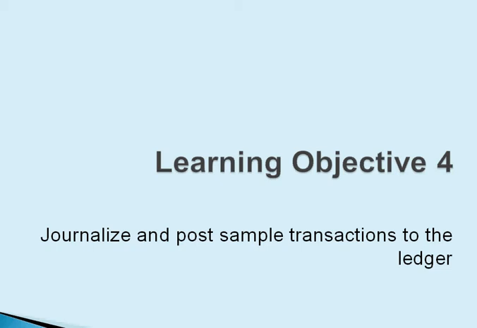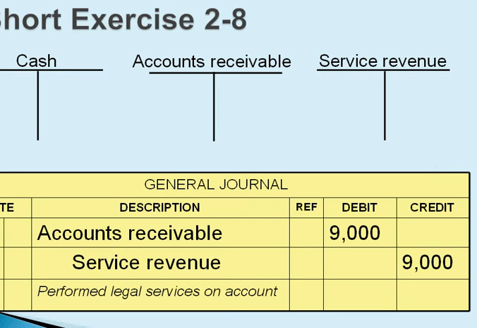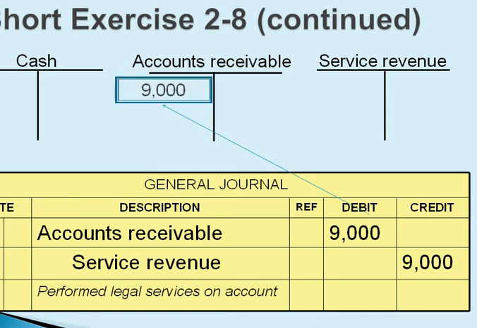So they perform legal services, but the client can't pay. What we'll do is debit accounts receivable for $9,000 and credit service revenue. Perform legal services on account. So the receivables increases by $9,000. The service revenue increases by $9,000. This is how we're updating the ledger with information from the journal.